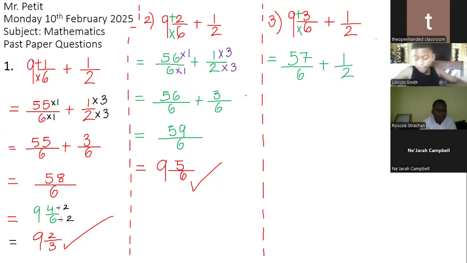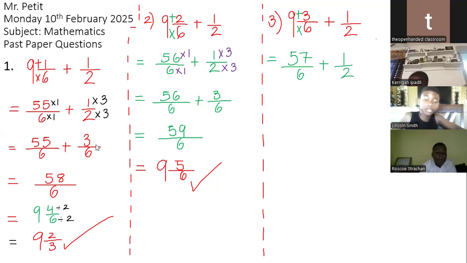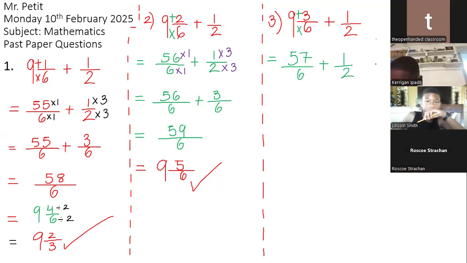All right, next we have to find the LCM of 6 and 2. What is the LCM of 6 and 2? Yes, we have to list the multiples of 2 and list the multiples of 6. The multiples of 2 are what? 2, 4, 6, 8.